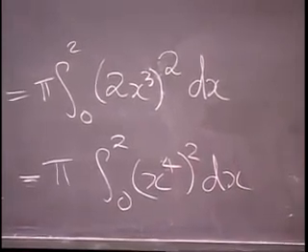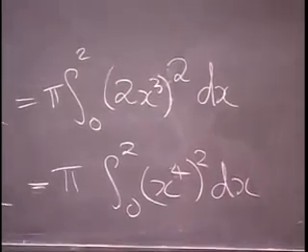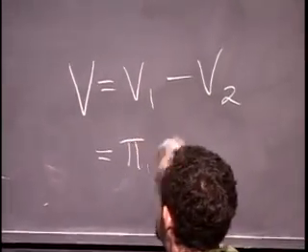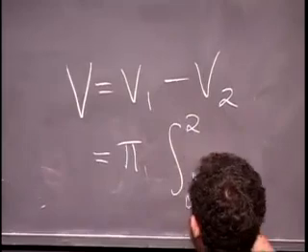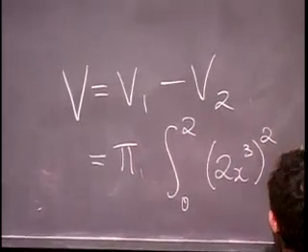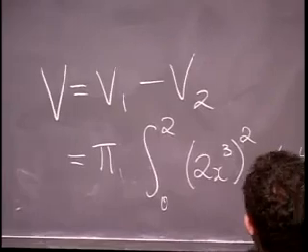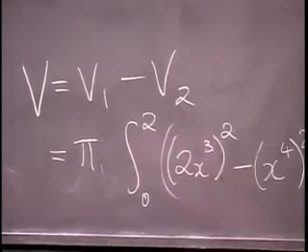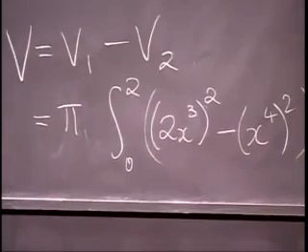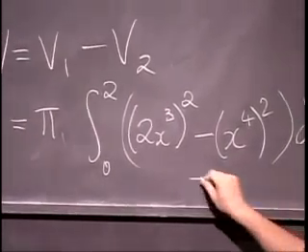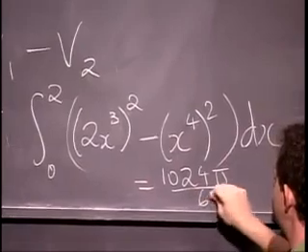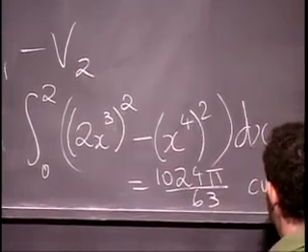So the actual volume is v1 minus v2, and if you really want to get snazzy, you can combine them into the same integral: 2x cubed all squared minus x to the 4th squared dx. And it's a very straightforward integral to do. I believe that the answer works out to be 1024 pi over 63 cubic units.